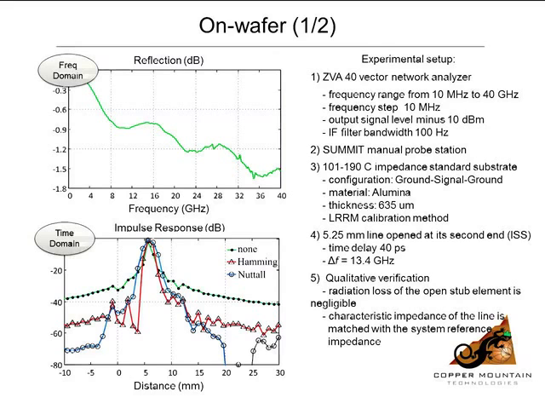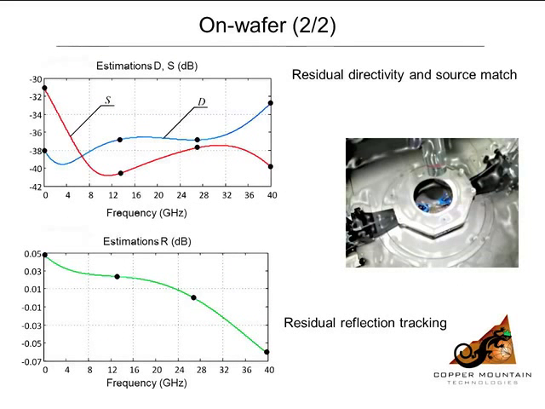So since we're focusing our work in this paper on the qualitative performance of the proposed algorithm, we took the liberty of a few simplifications. For example, we assumed that the radiation of the open stub was negligible and that the characteristic impedance of the line was matched with the system reference impedance. If you were doing quantitative measurements, you might take the extra step of impedance correction. But again, since we're looking at the relative qualitative performance of the algorithm, we did not take those extra steps.